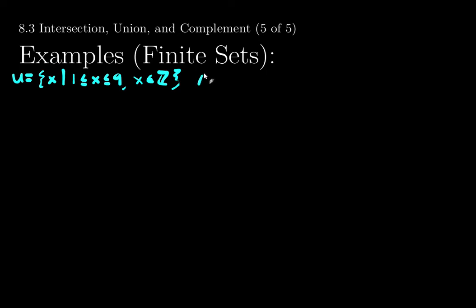Let's let A, and I'll use the color scheme again, let's let A be the set of odd integers in there, so 1, 3, 5, 7, and 9. And let's let B be the set of prime integers between 1 and 9. So B is going to be the set containing 2, 3, 5, and 7.